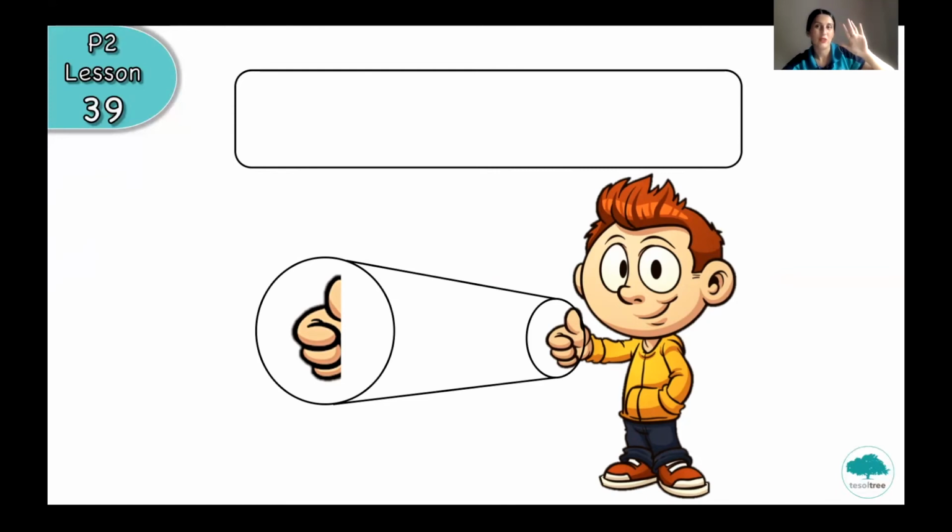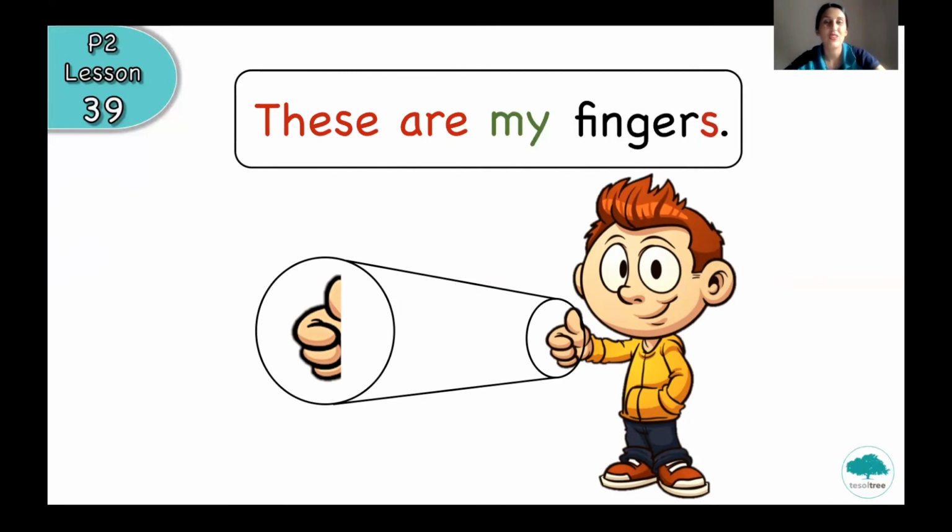I can give you a clue. 1, 2, 3, 4, 5. Fingers. These are my fingers, the boy says. So these are my fingers because we have many fingers and we use "these are." And don't forget about S. If you talk only about one finger, no S. If many, we have to write S, fingers.